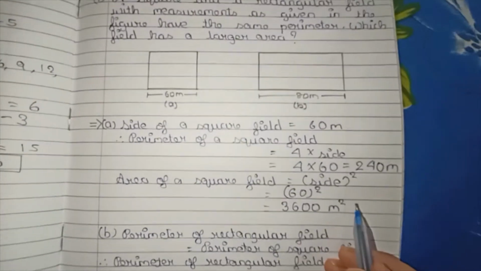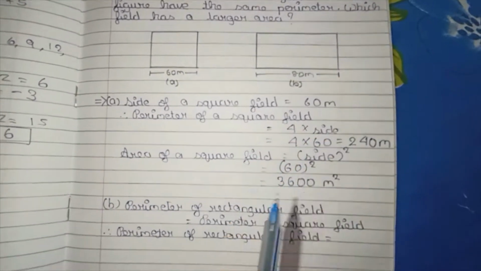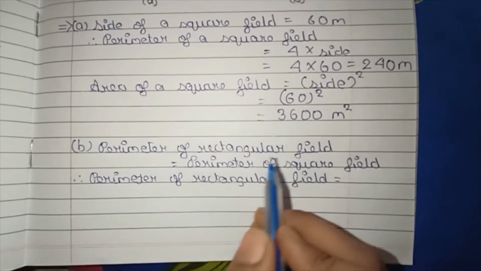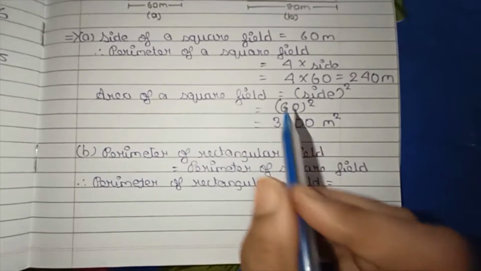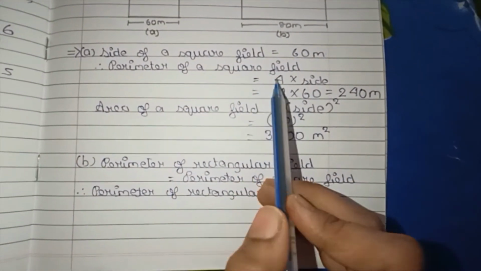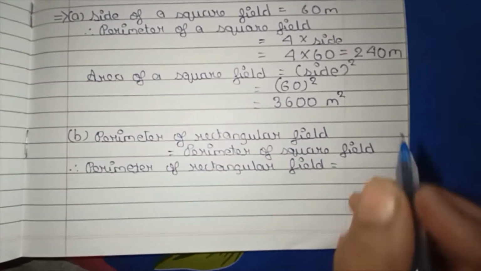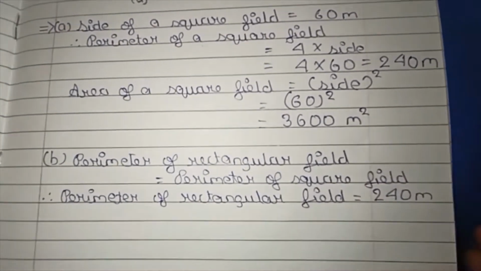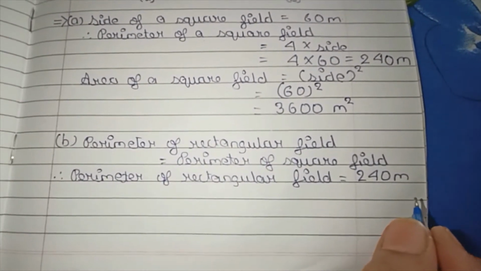Now the condition that is given to us is that the perimeter of the square is equal to the perimeter of the rectangle. So B we will find out as: perimeter of the rectangular field is equal to perimeter of the square field. We have already found the perimeter of the square field, that is 240 meter. So the perimeter of the rectangular field will be 240 meter.